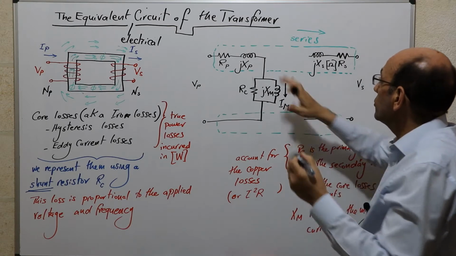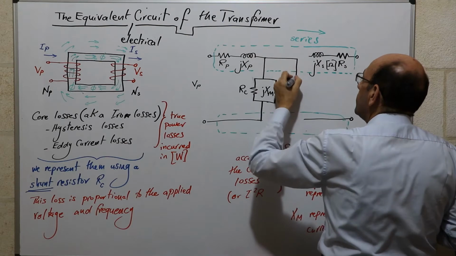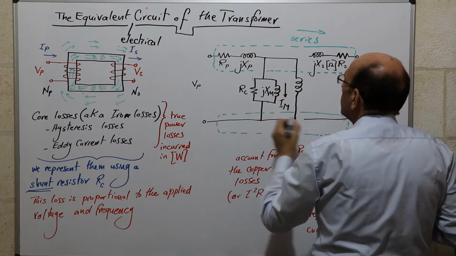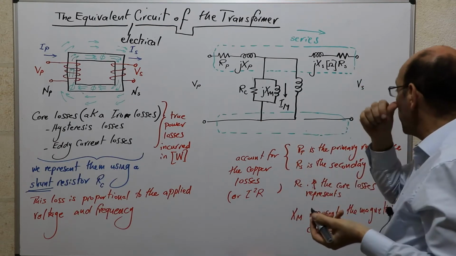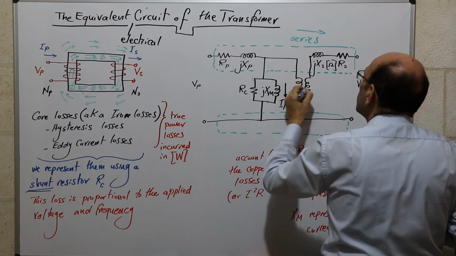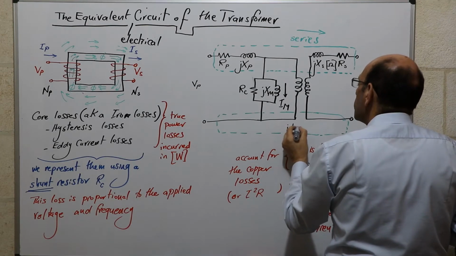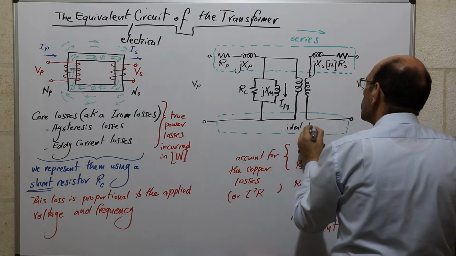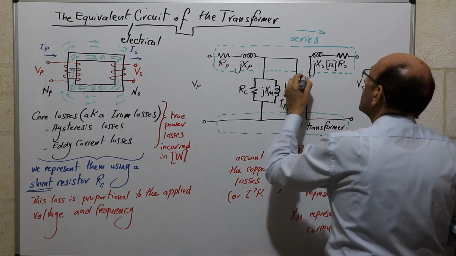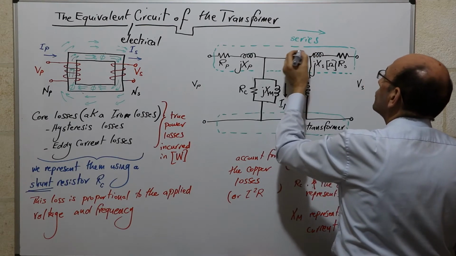So in order to match this circuit to this circuit, we finally use an ideal transformer, and the ideal transformer has no internal resistance, no reactance, and no losses, no core losses. So this actually is an ideal transformer. And this transformer will do the stepping up or stepping down.